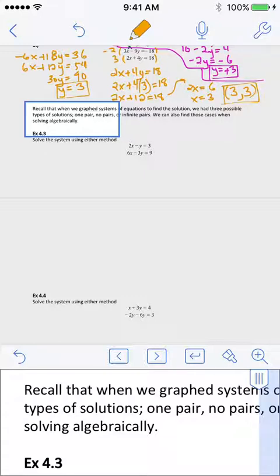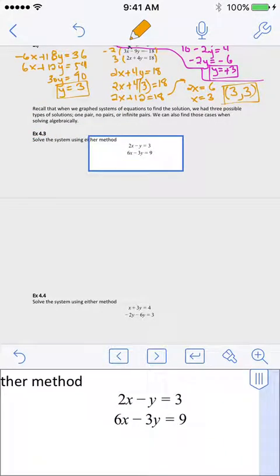We have two systems here, and I'm going to do one by substitution, one by elimination, just so that we remember how both of them work. So we have this system here: 2x minus y equals 3, and 6x minus 3y equals 9. Actually, this system is an example of one that will not work. If you're having trouble with substitution or elimination, this may not be the best example for you, but please make sure you come get help with those.